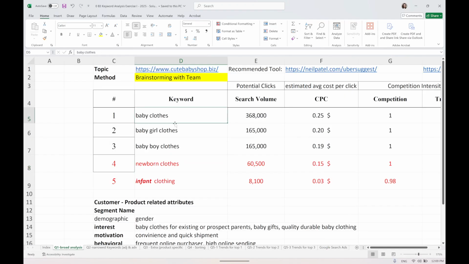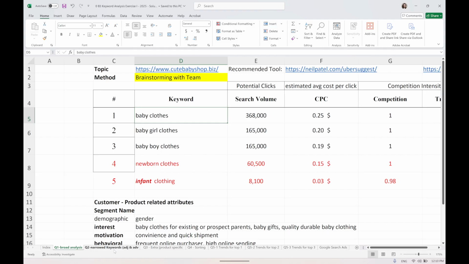So you can put baby clothes, baby clothing, baby boy, baby girl. Don't forget to actually bid on these keywords. They are very good keywords. And then newborn clothes, you can bid on it. It's within your budget. Why not? Infant clothing, well, also you can bid on it. But when you write the headline of your Google search ad, you can use the dynamic insertion. That's also a possibility, okay?